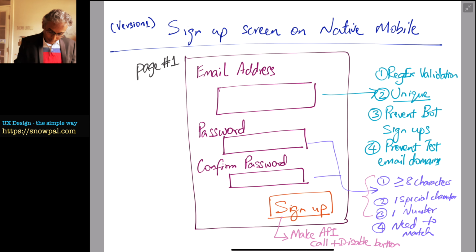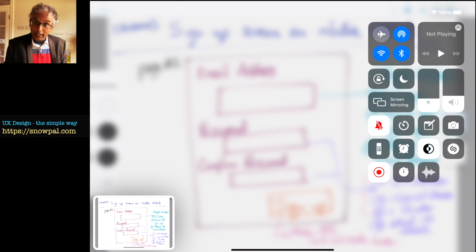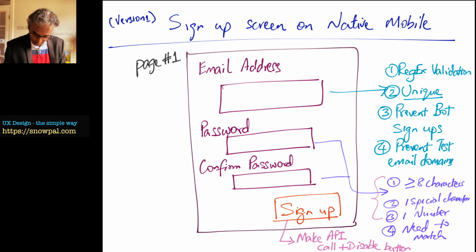So let's continue with this. Now that we have that, we're going to say email address. I'm going to say do regex validation. Essentially, you want to make sure it is an email, it has a dot, an at, and things of that nature, so people don't enter garbage emails. So do regex validation is 1.